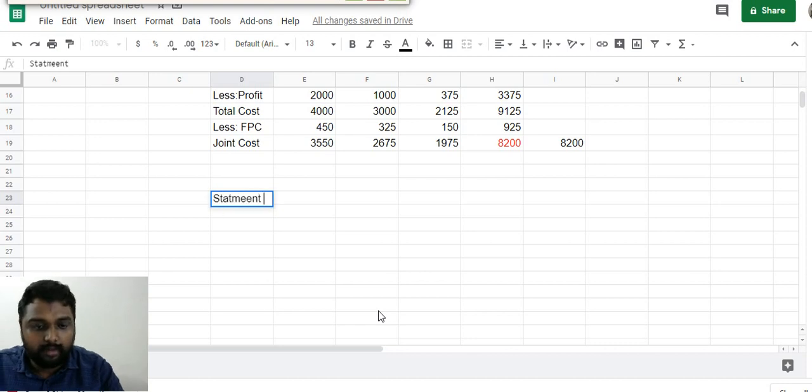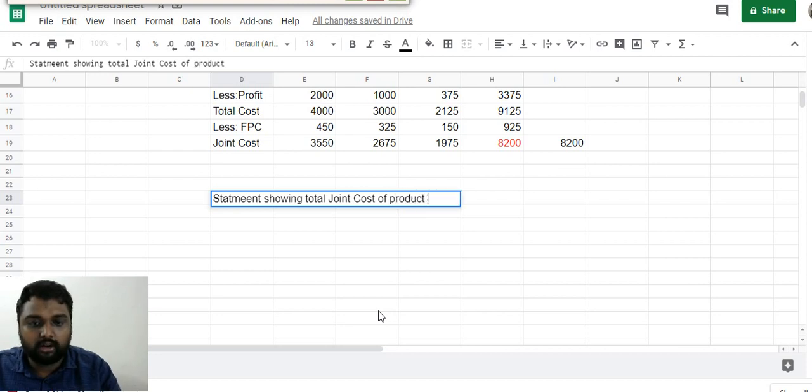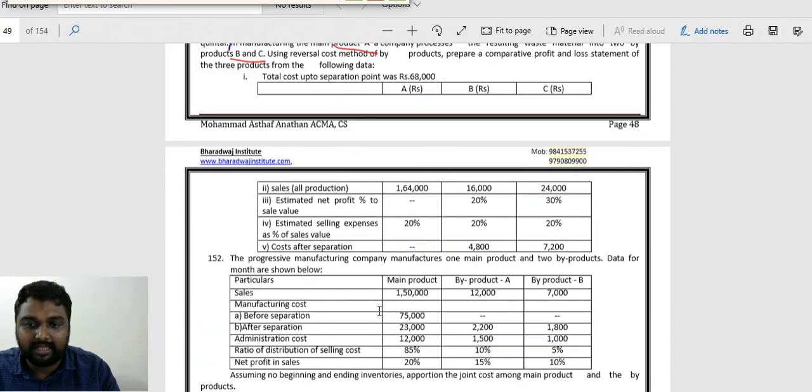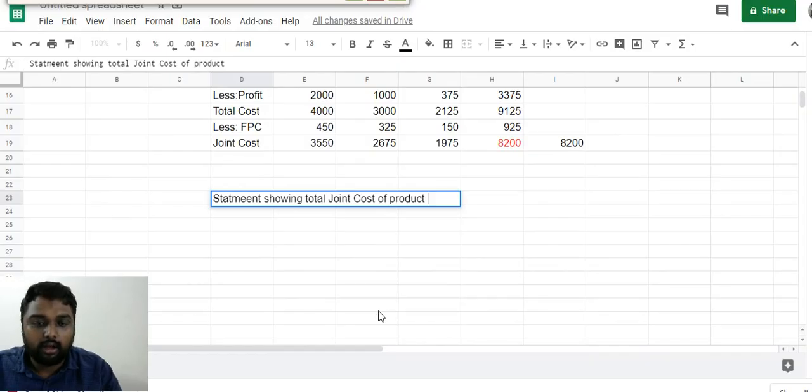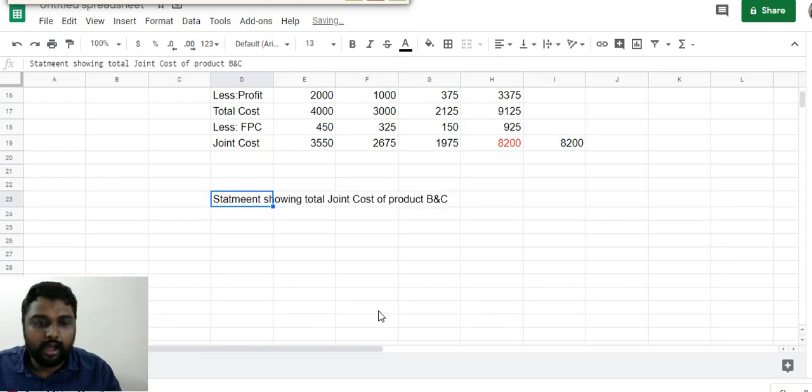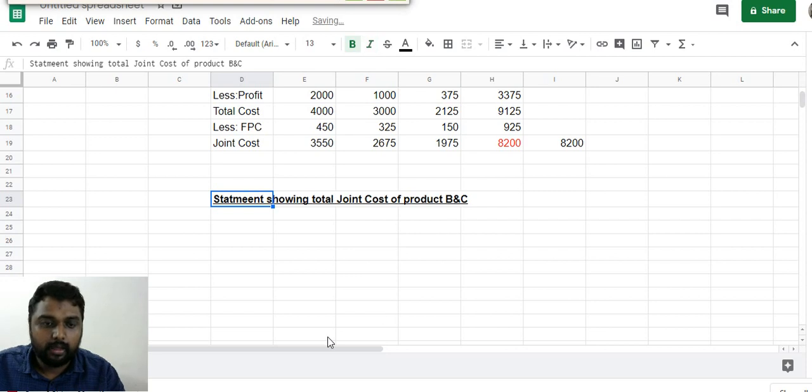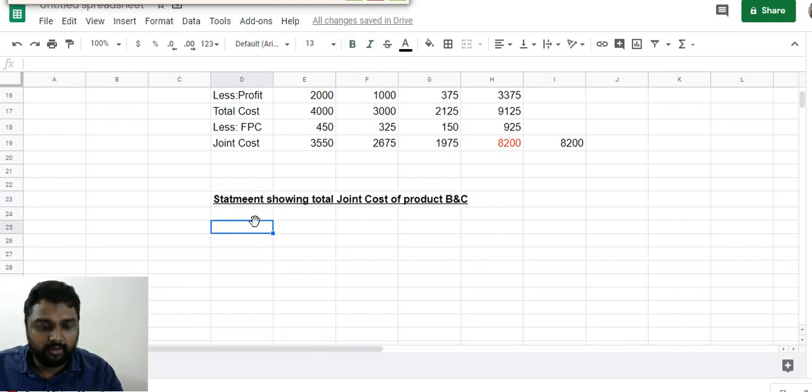So, statement showing total joint cost of the products. A is not there, so it is for B and C. It is the total cost of products B and C. Are you ready? We will start. Okay. So first we will go with particulars.